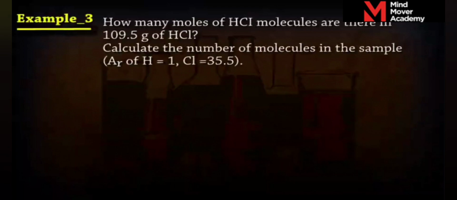Let us take some examples. How many moles of HCl molecules are there in 109.5 grams of HCl? Calculate the number of molecules in the sample. The atomic mass of hydrogen is 1 and that of chlorine is 35.5.